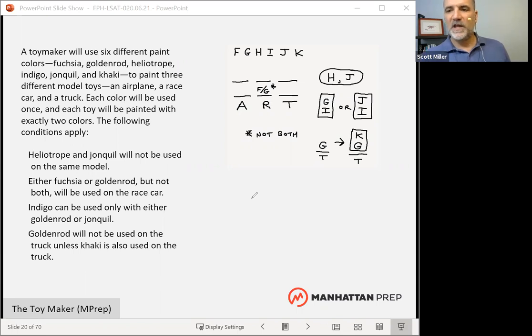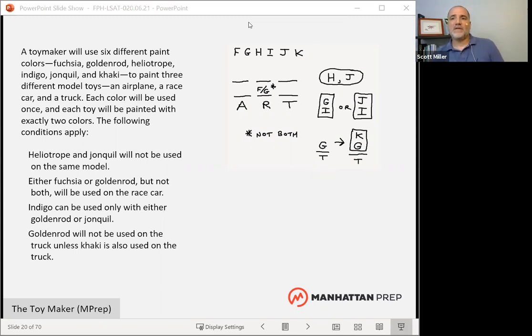One inference that we can always make from a conditional rule is called the contrapositive, where we reverse and negate. What that would look like is something like: if K and G are not together, then G is not with T. So to get the contrapositive, we reverse and negate a conditional rule. I always like writing contrapositives down, because you're probably going to have to think about the contrapositive in order to answer some questions. I'd rather write it down once and just look at it than have to figure it out a bunch of times. So that would be one inference we could make here.